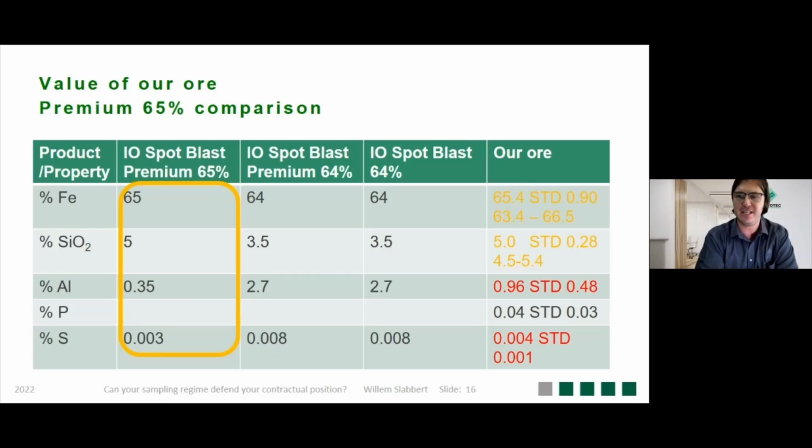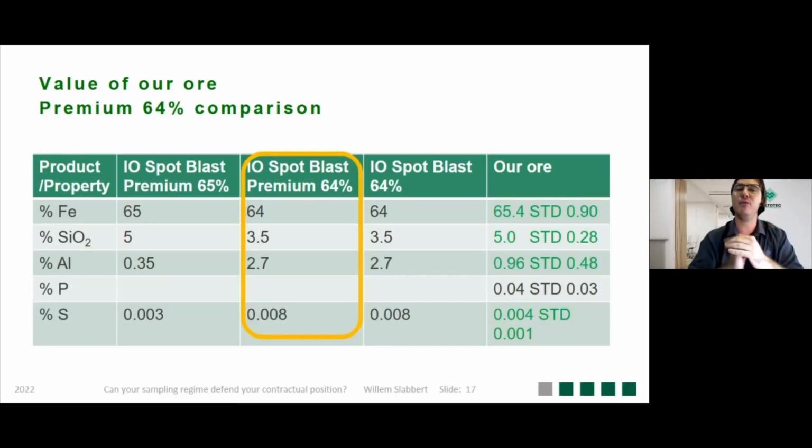We can, however, see that our aluminium and sulfur content is on average regularly higher than the required spec. And even though we qualify to sell a premium product on iron ore content, we do not qualify to sell that product on aluminium and sulfur and will probably pay heavy penalties. It might therefore be practical to consider a spot blast premium product at 64% iron content.